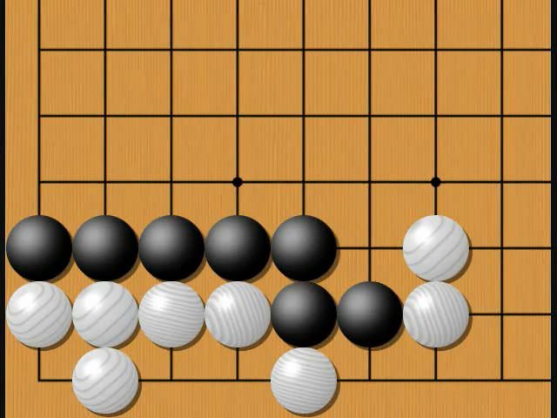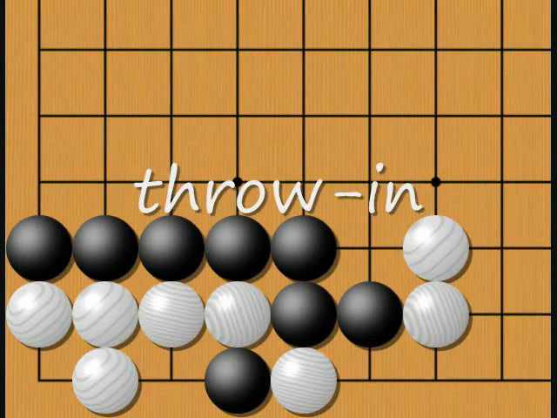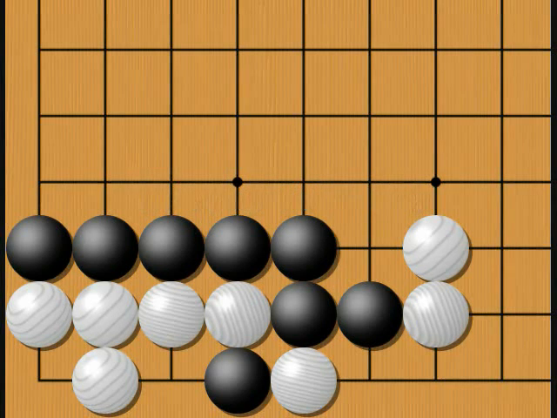Here, black has a tsuji, called the throw-in. This is not what you'd usually call a normal move. We don't normally play a stone where it's already in atari and can be immediately captured. But in this situation, it's just what black needs.